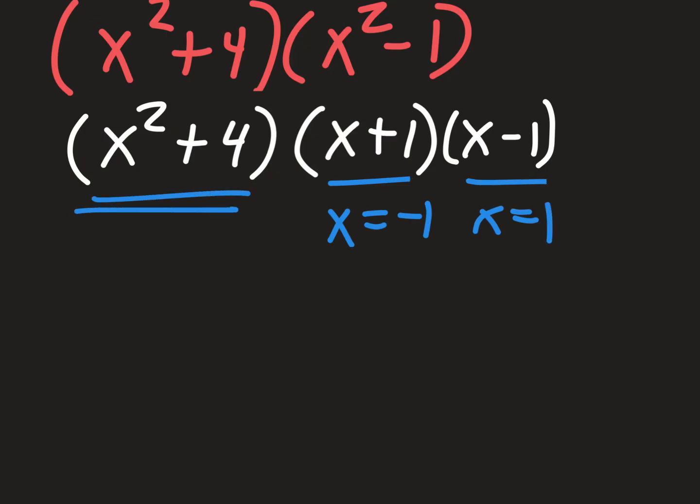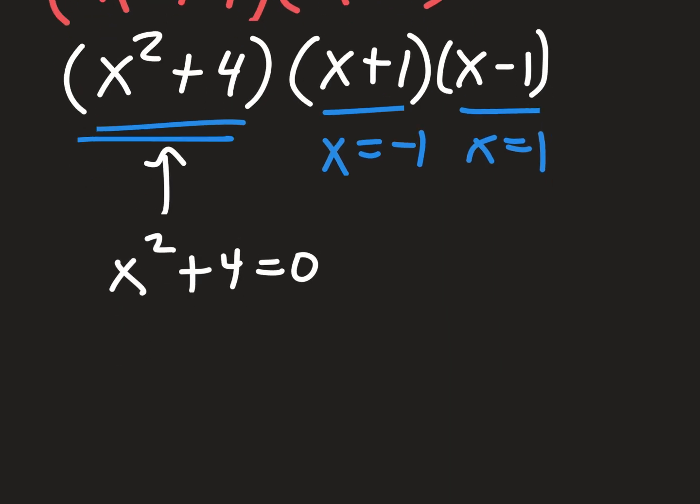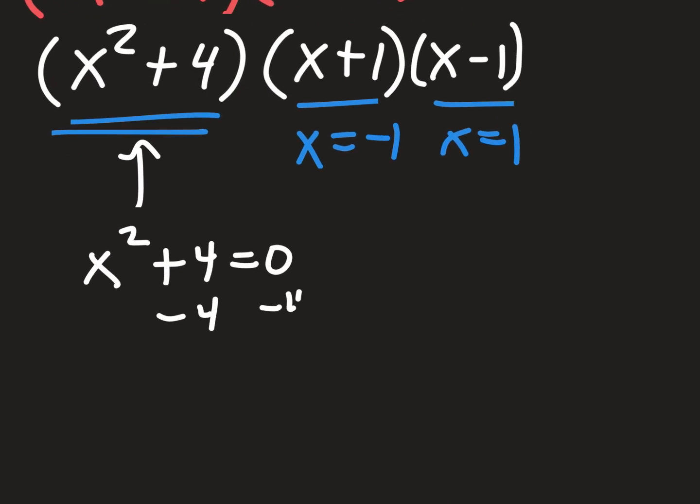This would give me my imaginaries. Now, how do I know they're imaginary? I'm just kind of used to doing them. You might not know for sure until you set x squared plus 4 equal to 0. And then you would subtract 4 from both sides. X squared equals negative 4.